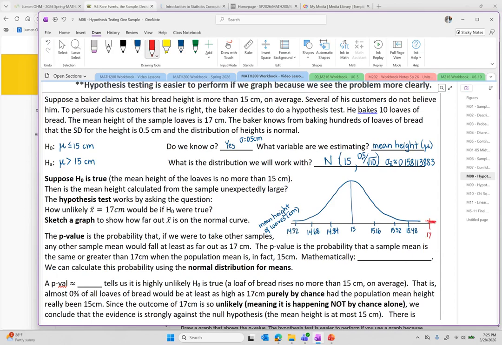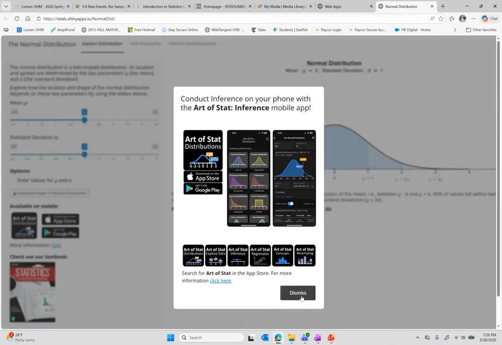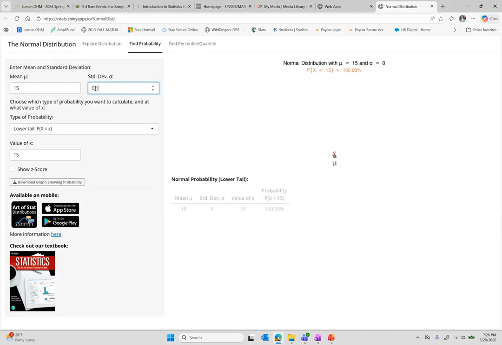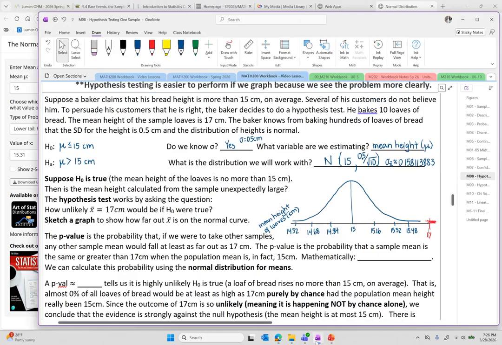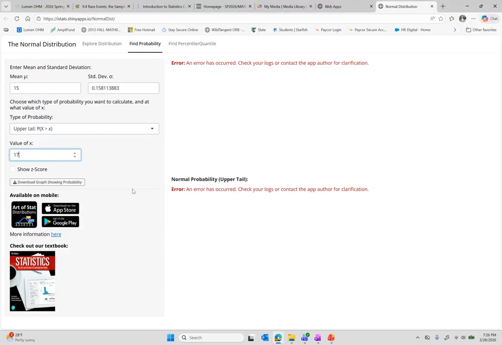So I'm going to go in Art of Stat under the normal distribution, and I'm going to enter this information. I'm going to select the normal distribution app, and I will go under find probability. The mean is 15 and the standard deviation is 0.1581138883, and I need the probability in the upper tail because the 17 was too high, of being 17 or more.